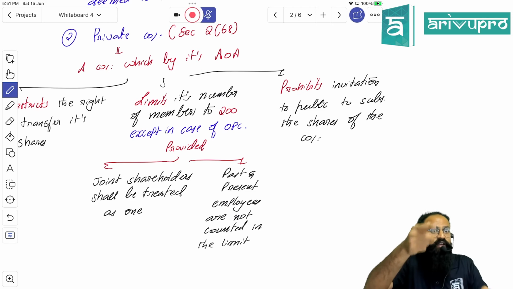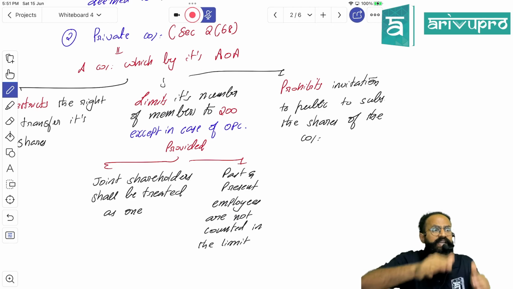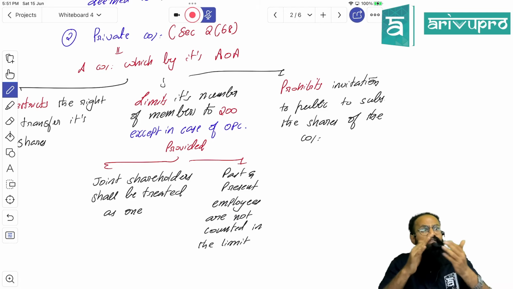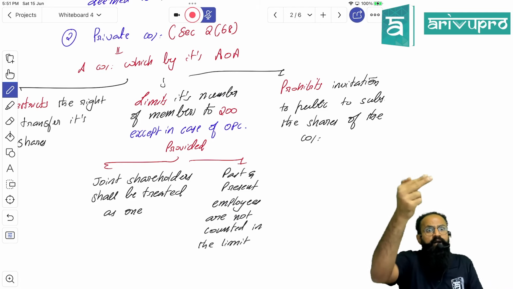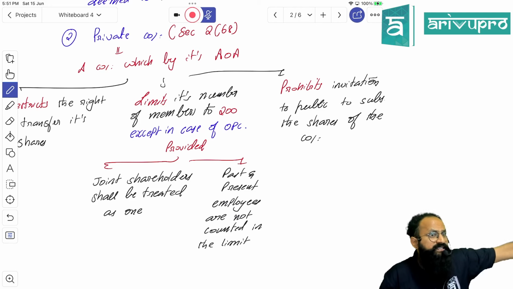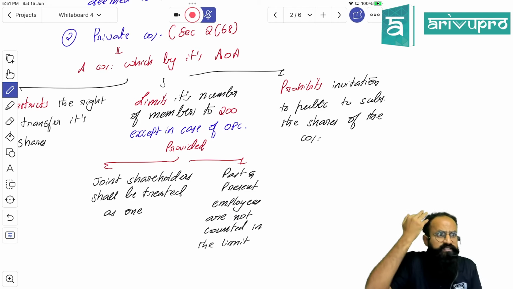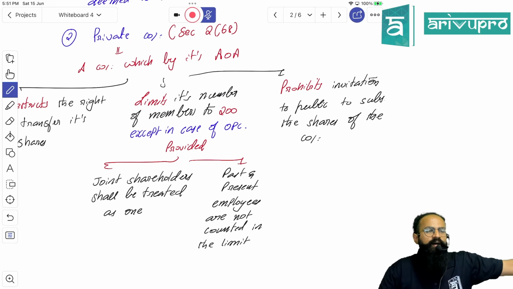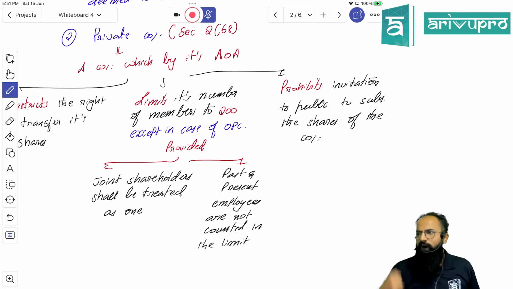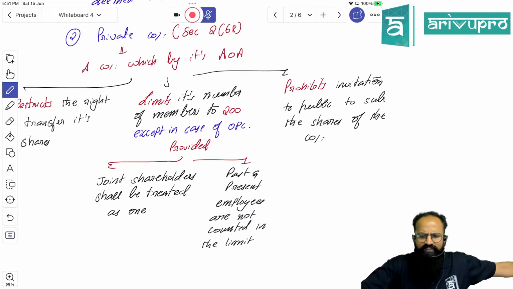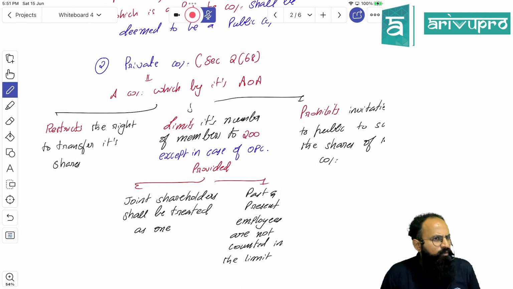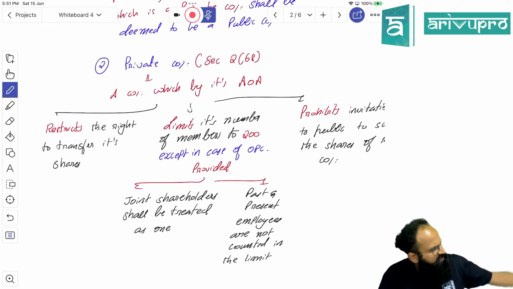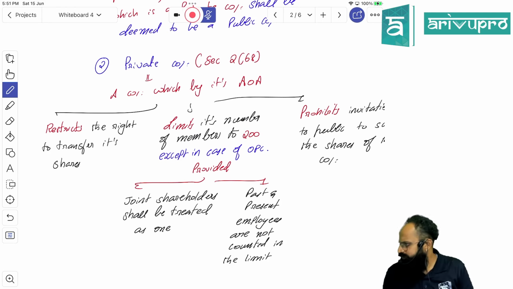That's why when you ask what is a public company, it is a company which is not a private company. When I say what is a private company, it is a company which has these 3 points in its AOA. If these 3 points are not there in AOA, by default it becomes a public company. Understood? Now what are these 3 points? You guys only see, I'll ask you a question directly. What do you mean by private company? See this definition for a minute.